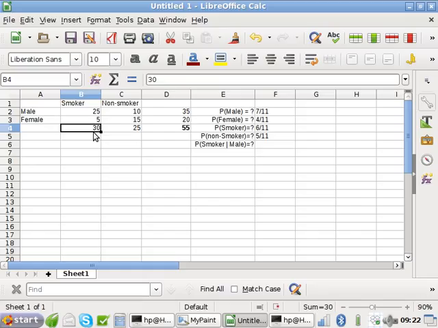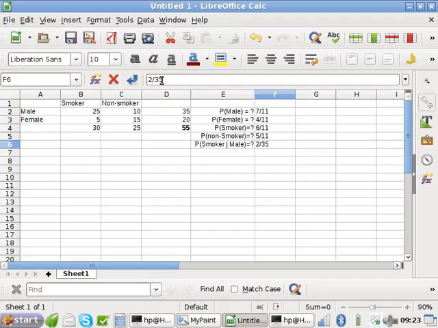So this changes. The smokers are still 30 smokers in total, and that's not going to change. How many men do you have though? 35. So instead of having 55 in total, you have 35 in total, so you're only choosing from the men. There's 35 men. How many smokers are there? Sorry, I keep saying how many smokers, but I should be really saying how many male smokers. So there's 25 male smokers, and there are 5 female smokers.